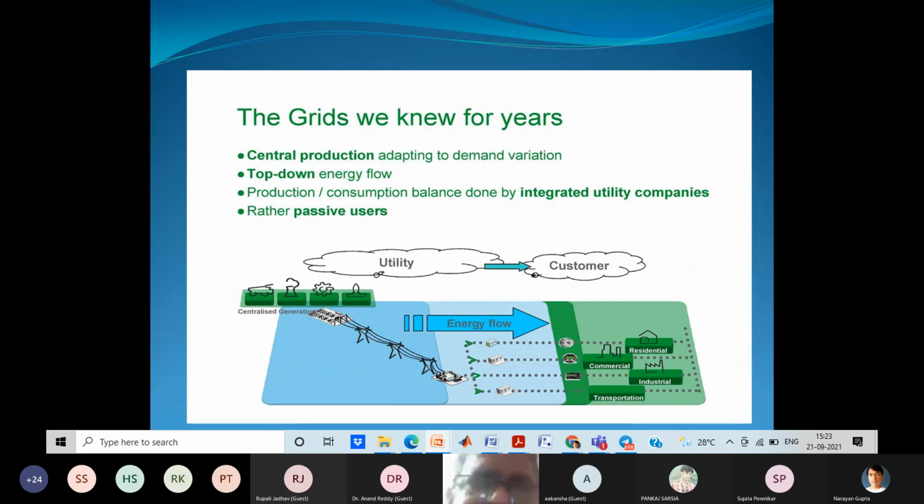Now the second slide has come. The grids we know for years, since the British era. The central production adapts to demand variation. See, the most important equation in the whole of electrical engineering is the power balance equation, the load demand equation: sigma PGi is equal to sigma PDi plus losses.